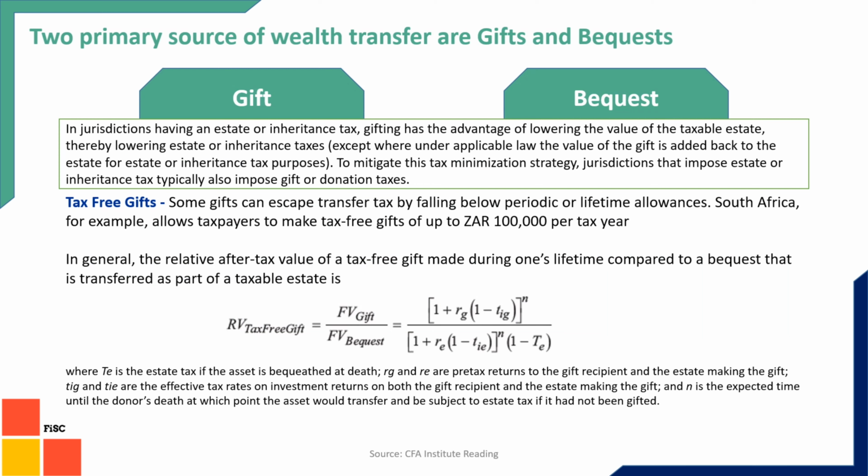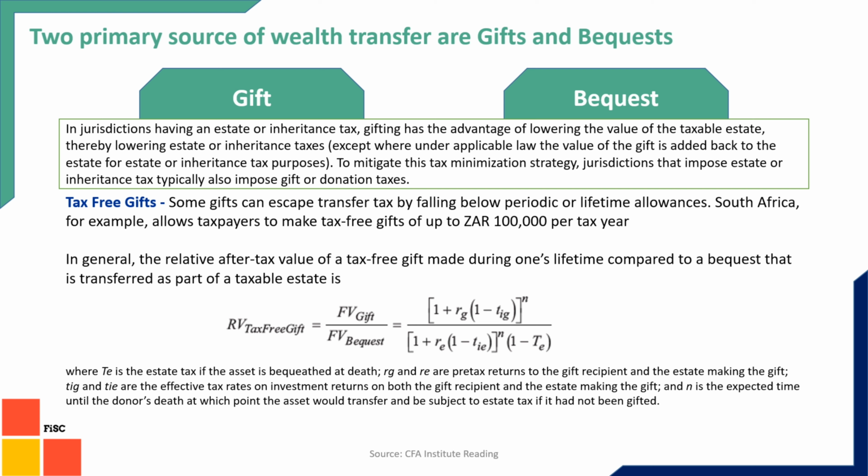So let's start. First, as we have already understood, the two primary sources of wealth transfer are gift and bequest. A gift is what you transfer during your life when you are alive, and a bequest is what you transfer after your death. Some countries have very high inheritance taxes on bequests, and therefore most people would be willing to transfer their wealth while they are alive to save their estate from high taxation. There are also some countries which give you a free gift limit.